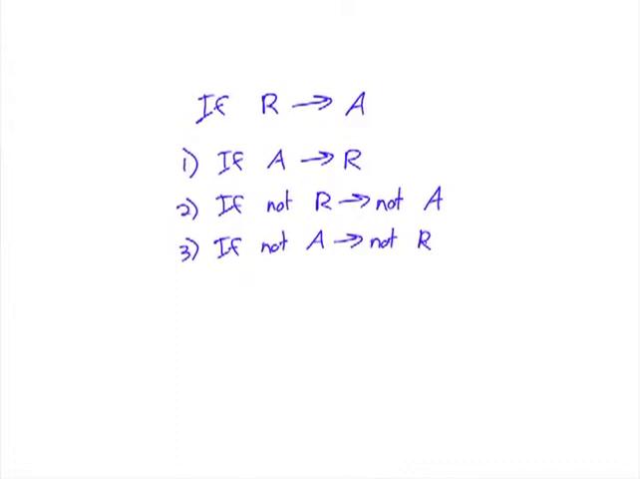Or number 2, if I say if it's not a rabbit, if I have that trigger, what conclusion can we come to? Well, again, we don't know. If it's not a rabbit, maybe it's an animal and maybe it's not an animal. However, again, number 3, if it's not an animal, if we have that trigger, we can come to the conclusion that it's definitely not a rabbit.